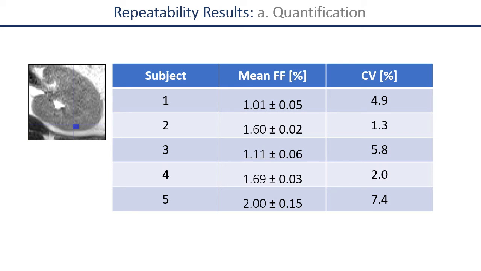The repeatability results were summarized in the table. The fat fraction percent was ranging between 1 to 2% between subjects. The intra-subject coefficient of variation was always less than 10%, which reflects an excellent repeatability.